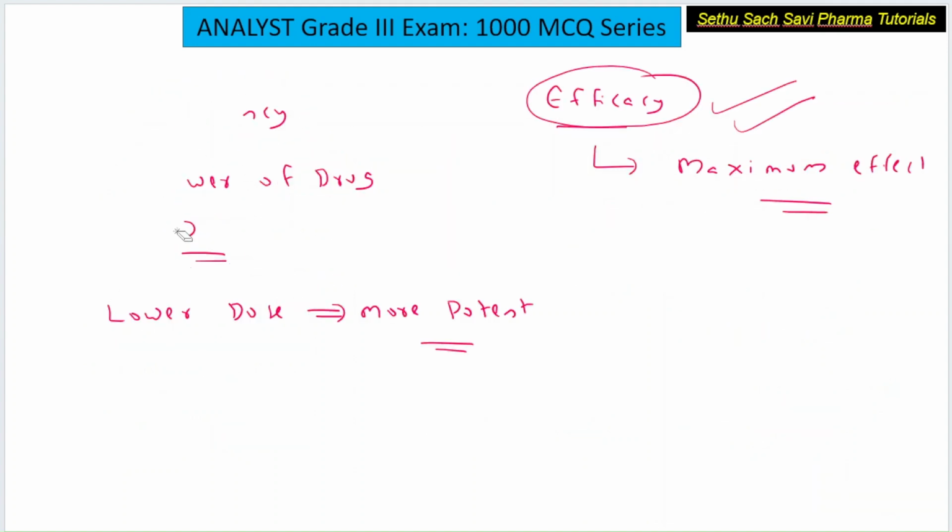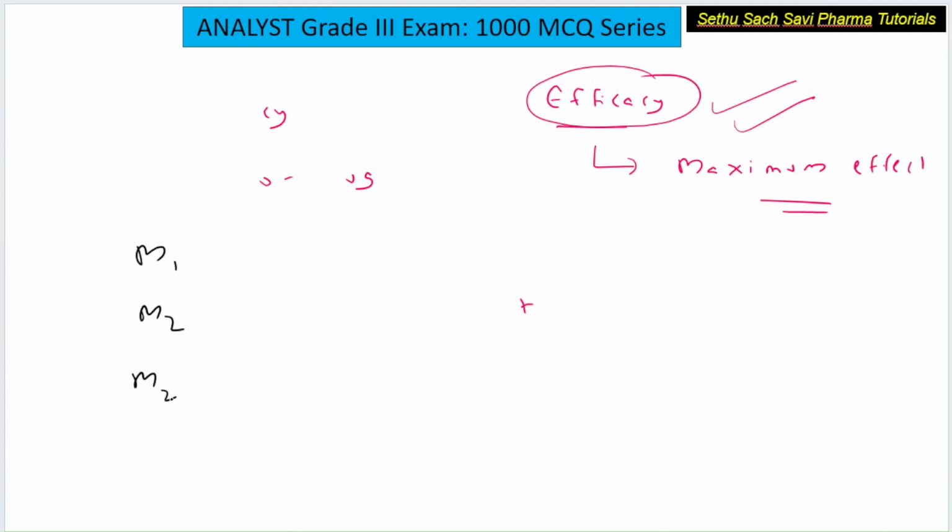there are M1, M2, and M3 receptors, right? Now, you know that M2 receptors are mainly present in the heart. So, when you stimulate M2 receptors, what will be the effect on BP? Yes, the BP will come down. M1 receptors are present in the stomach. It will increase the HCl secretion.